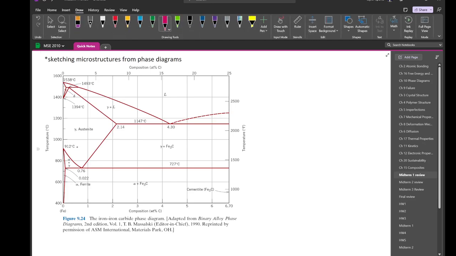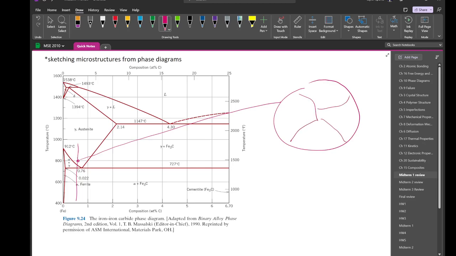So if you were to cool down along this line, if you started right here and you were to draw that microstructure, you're in the pure austenite region. So you're going to have one phase, but that doesn't mean that it's going to be a perfect single crystal per se. Most of the time these are polycrystals because we start to grow from a bunch of different spots. So we draw that with a bunch of grain boundaries, something like that, where each one of these is the austenite phase.